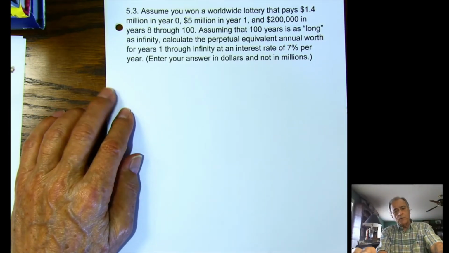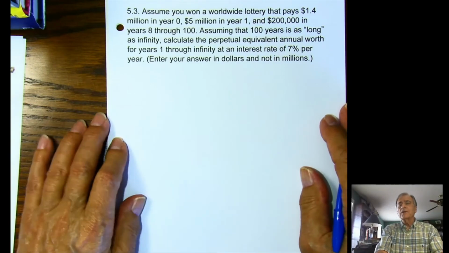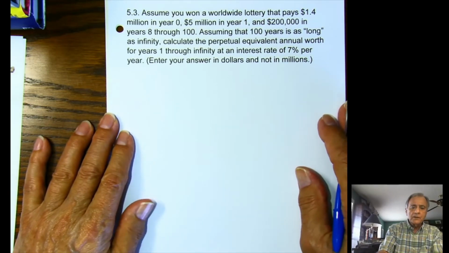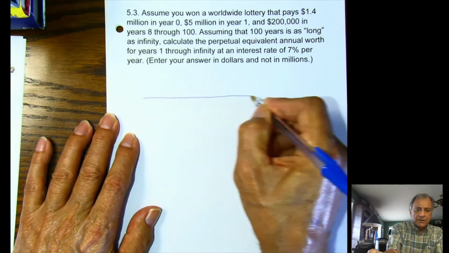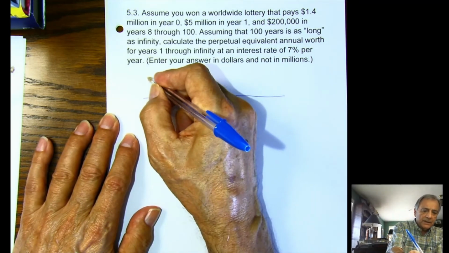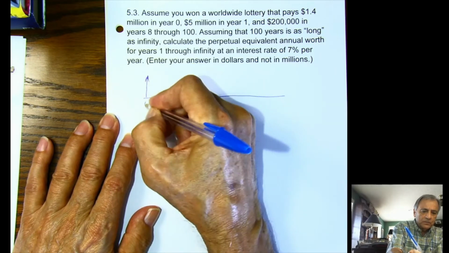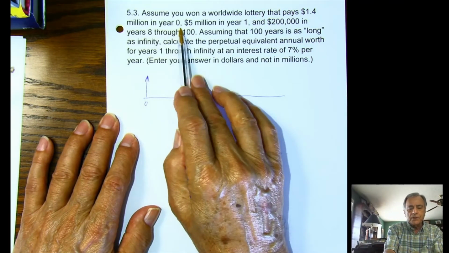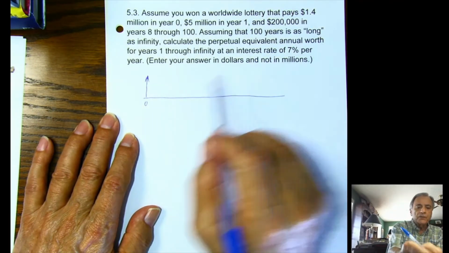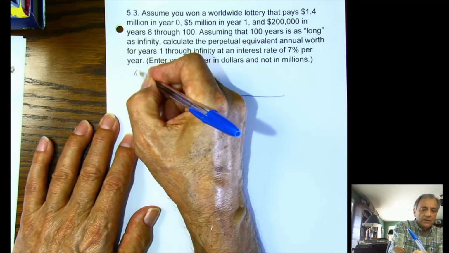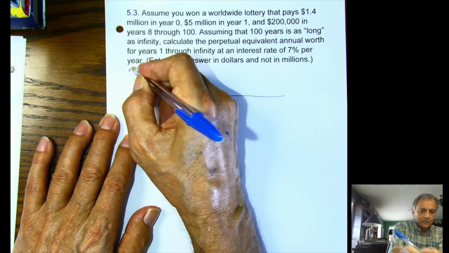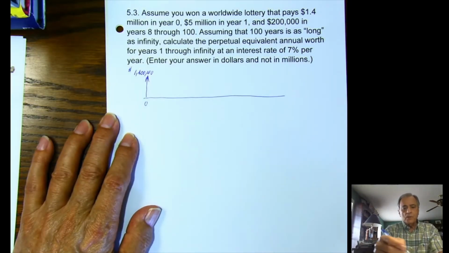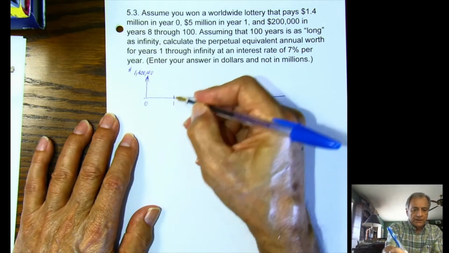Okay, so let's draw the cash flow diagram first of what we're going to win here, okay? And so we'll start here, and at time 0, that's year 0, you win 1.4 million, or $1,400,000. And at year 1, you receive another $5 million.